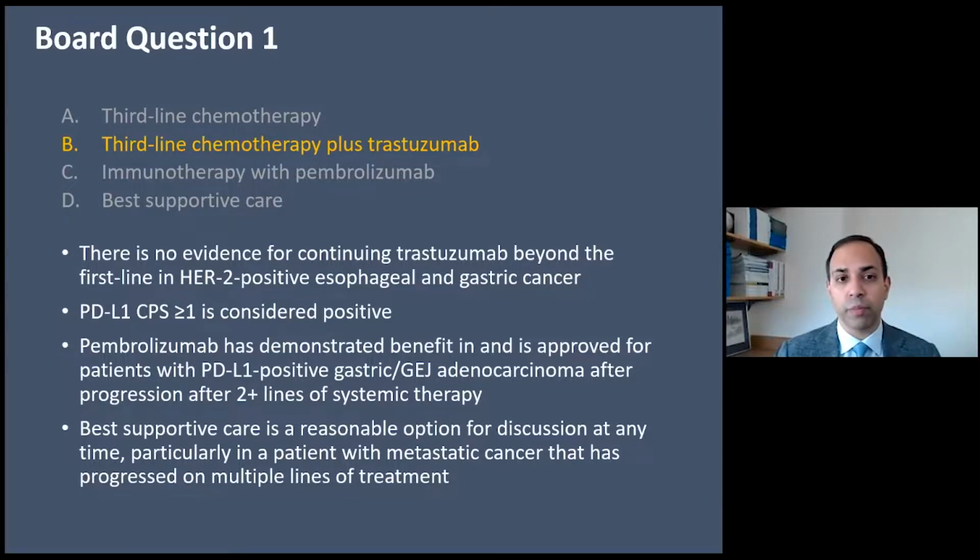I would note from the question that the patient's PD-L1 CPS, which was greater than 1, is considered positive. Pembrolizumab has demonstrated a benefit in and is approved for patients with PD-L1 positive gastric or gastroesophageal junction adenocarcinomas after progression on 2 or more lines of prior systemic therapy. And I would note that best supportive care is a reasonable option for discussion at any time for a patient with cancer, but particularly in a patient with a metastatic cancer that has progressed on multiple lines of treatment.